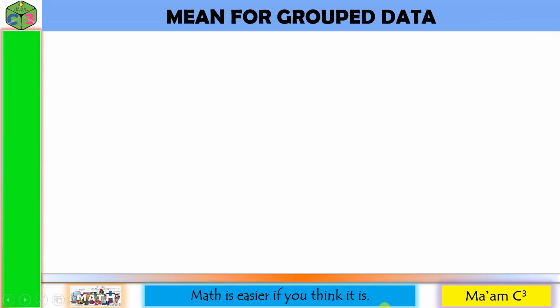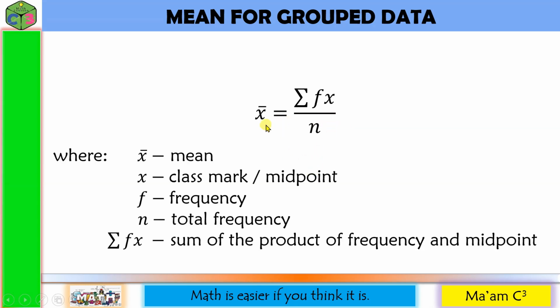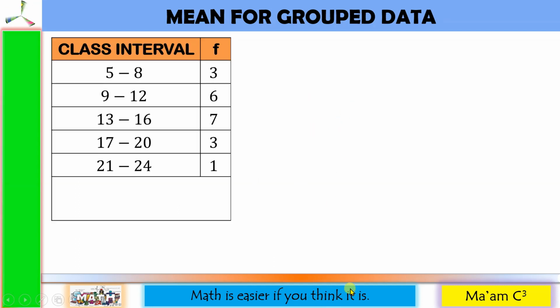Today, we will be talking about measures of central tendency for group data. Let's have the first one, the mean. Our formula is x bar is equal to summation of fx all over n, where x bar is the mean, x here is the class mark or midpoint, f is the frequency, n is the total frequency. Summation of fx is the sum of the product of frequency and midpoint. Let's have an example. Let us consider this table. Let us solve for the mean.